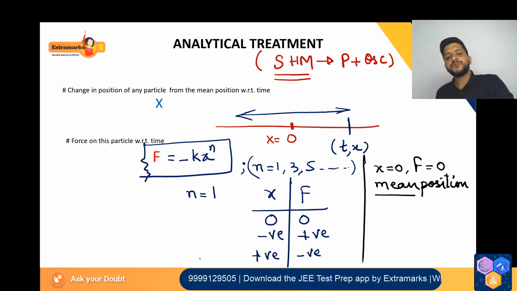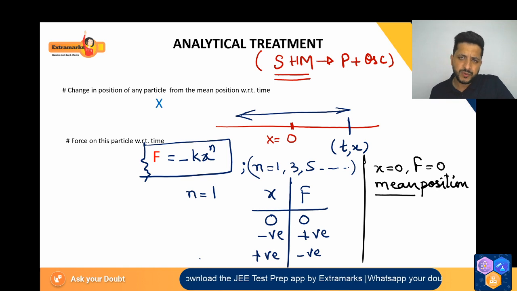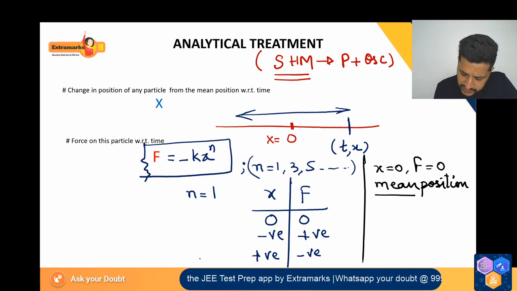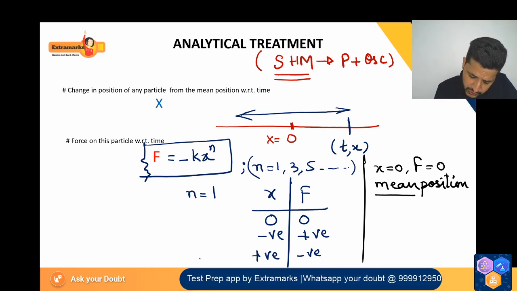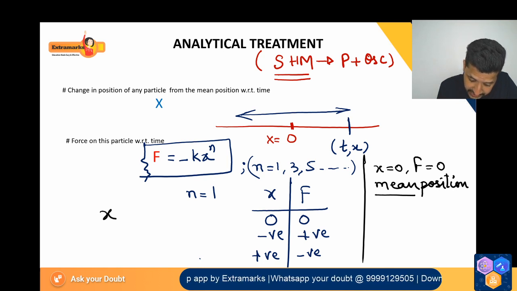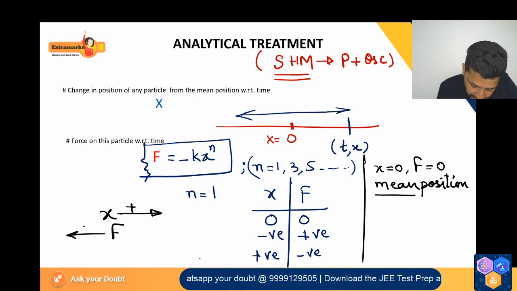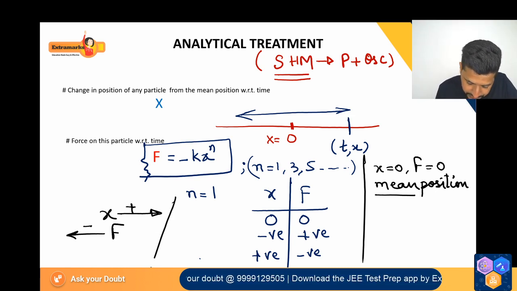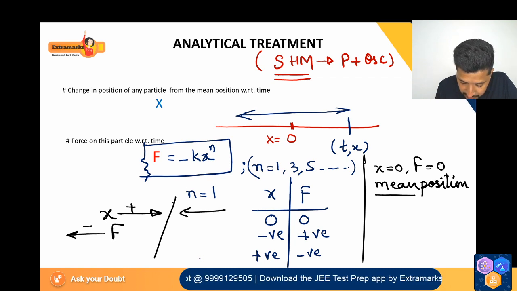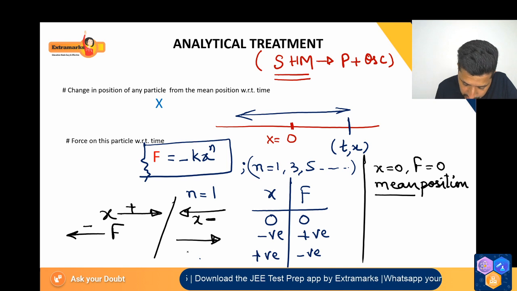A position in this discussion where the net force on the particle becomes how much? 0. Then we also see that if x is in forward direction, the force will be in backward direction. If x is positive, F has to be negative. Or if x is in backward direction, that is x is negative, force has to be in forward direction. F is positive.